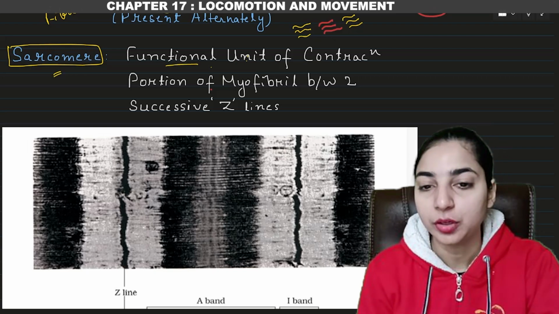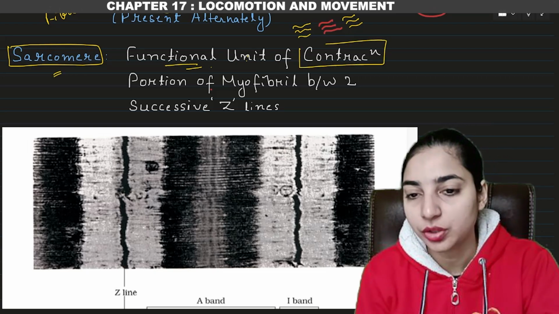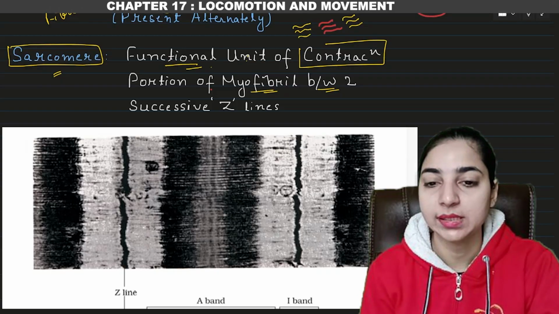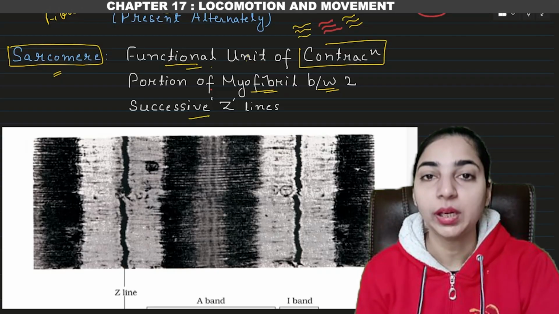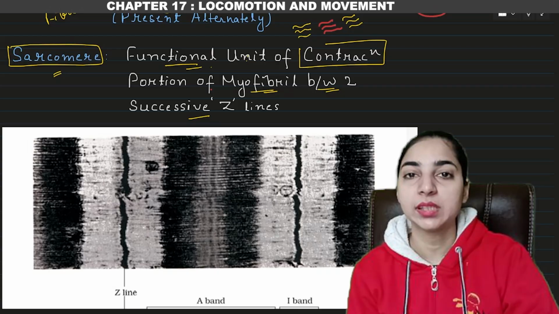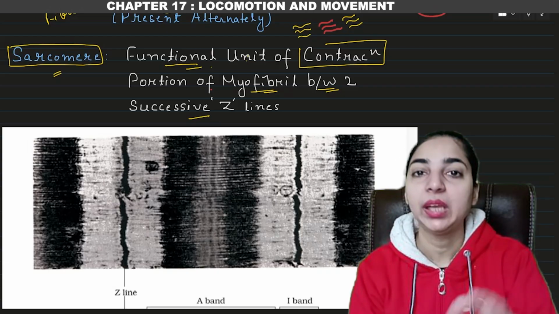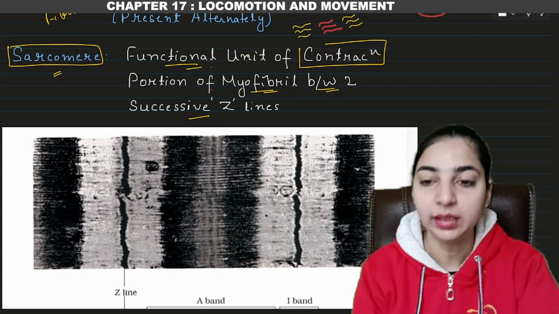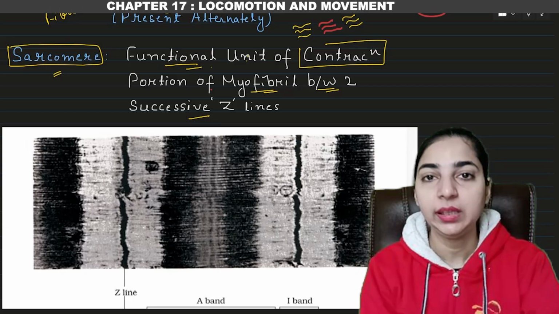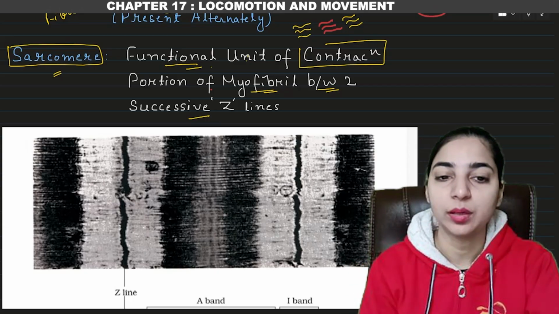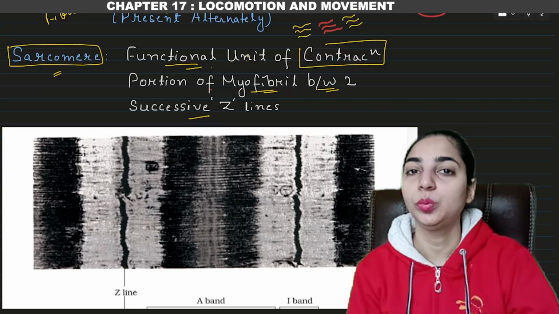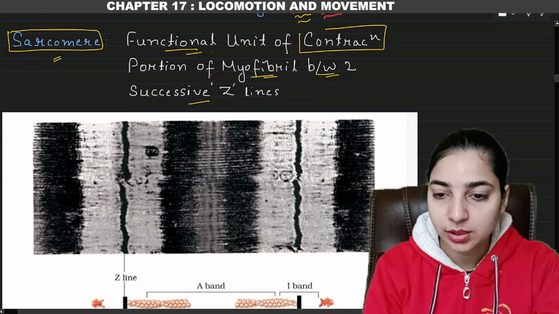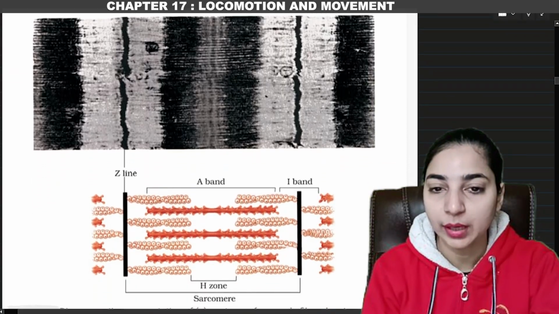Sarcomere is the functional unit of contraction, and it is the portion of the myofibril between two successive Z lines. So what are Z lines? Just now we have discussed that it is the thin elastic fiber that bisects the I band, right? So the portion between the two Z lines is known as sarcomere, and this is the functional unit of contraction. Okay.